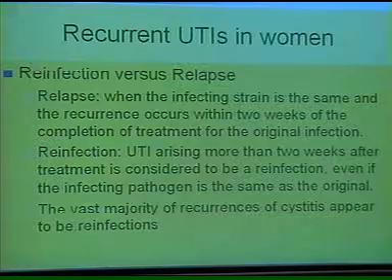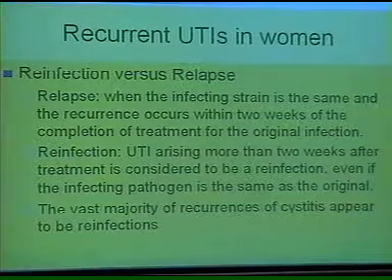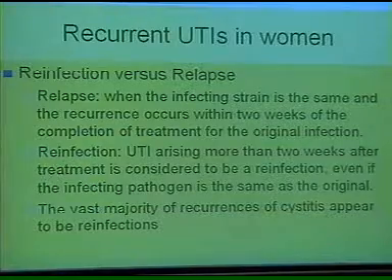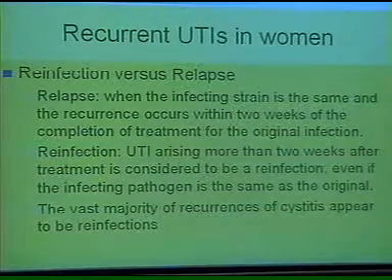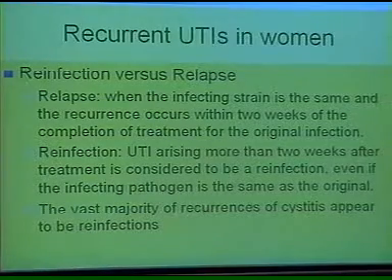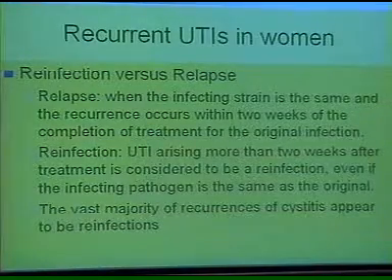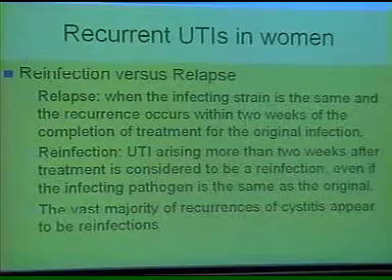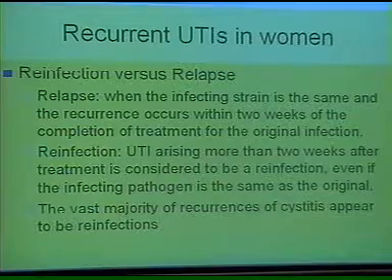What's a recurrence? Recurrence occurs after the urinary tract has been cleared after treatment. So reinfection usually occurs more than 2 weeks after the treatment, and the infecting pathogen is different from the original one. If it's the same pathogen and it occurs after 2 weeks, we call it again a reinfection.